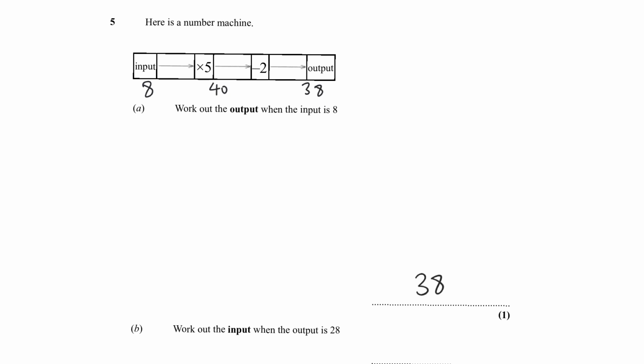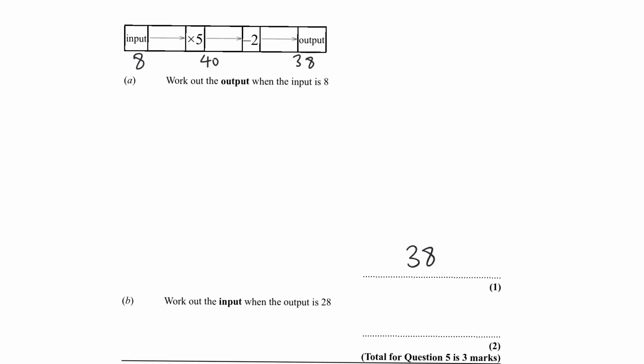And then it says work out the input when the output is 28. So now it's the other way around. My output is 28. Now, to get from my input to my output, I multiply by 5 then minus 2. So to go from output to input, I'm just going to put the arrows the other way around.